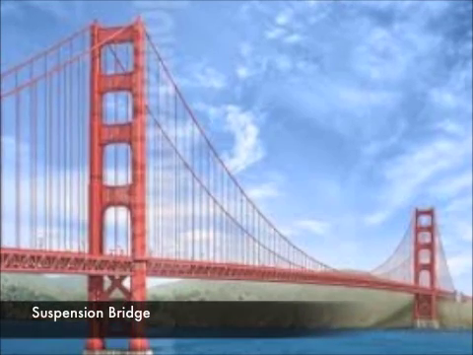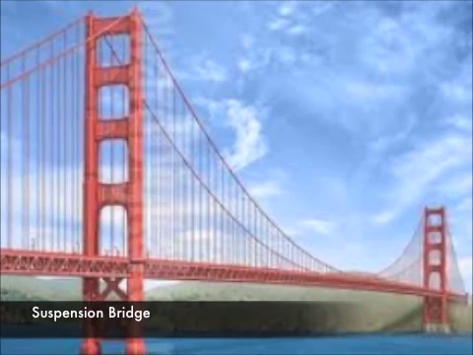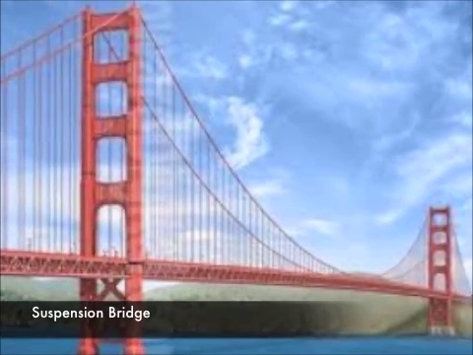The second type of bridge shown is the suspension bridge. The cables are supported from towers. Suspension bridges are usually used for spanning long distances.